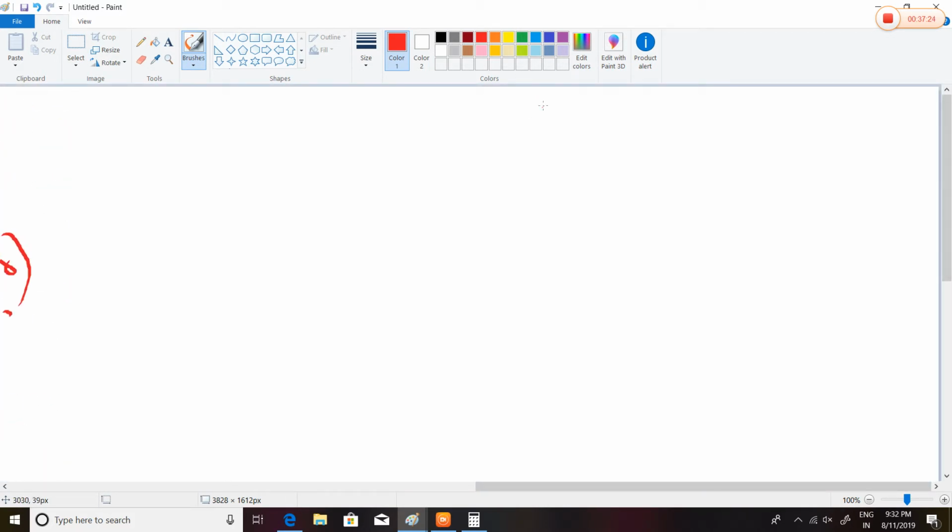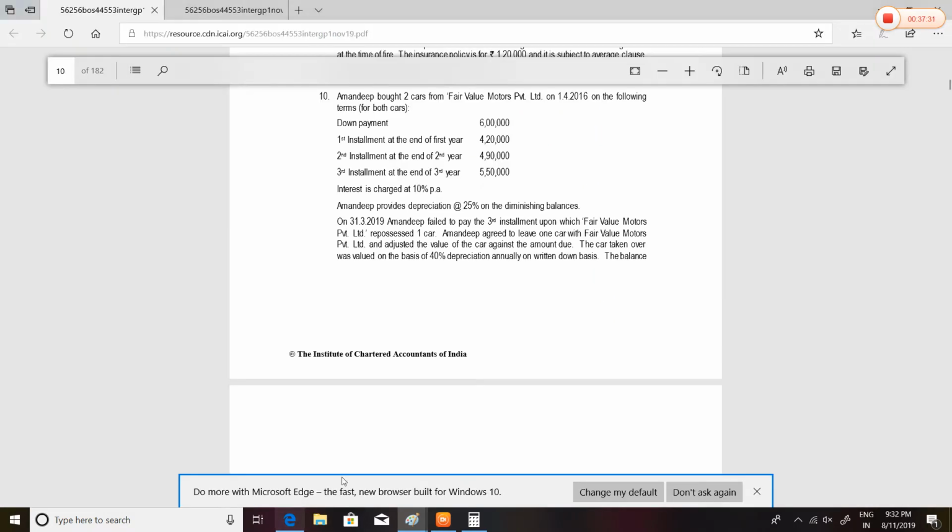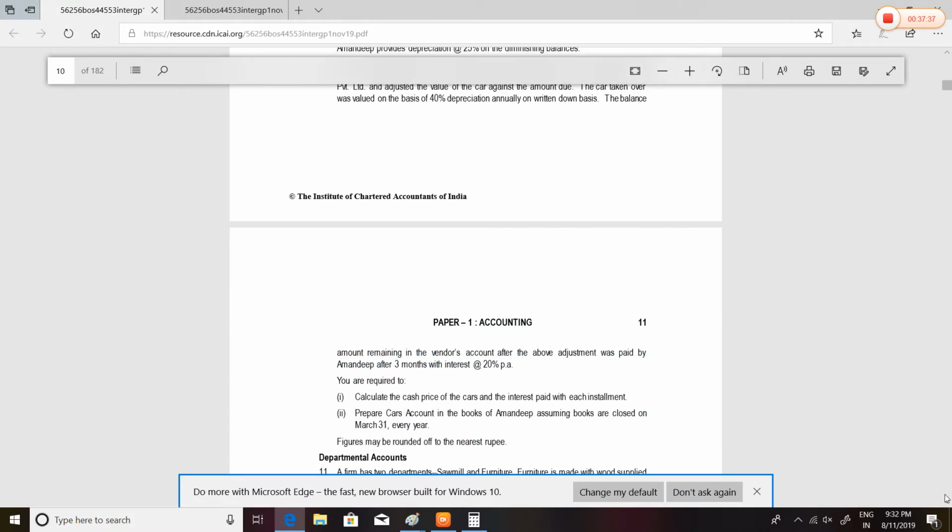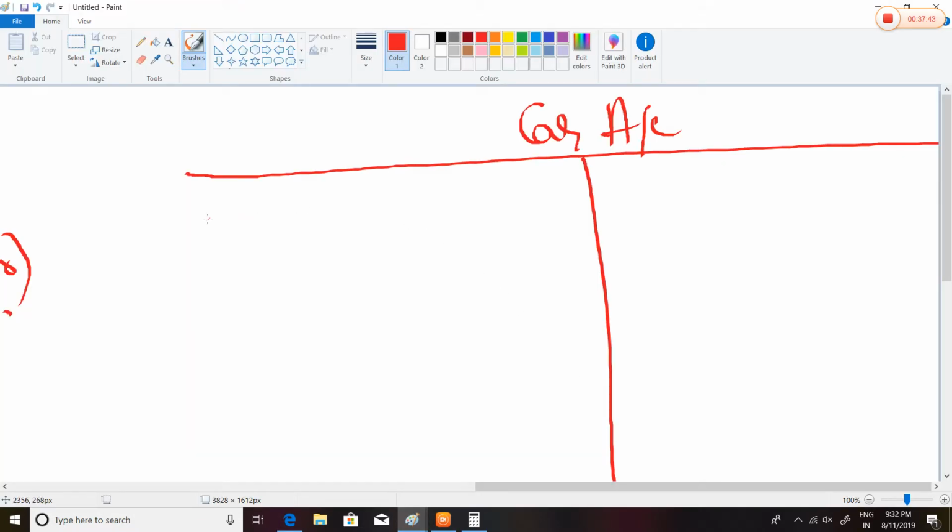We have to prepare a car account, or the asset account, whatsoever it is. Car account will be more. To vendor company for the first year, total amount shall be how much? Just guess what will be the total amount. 18 lakhs.